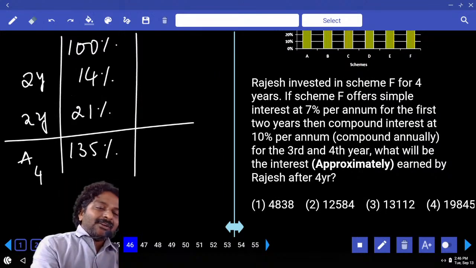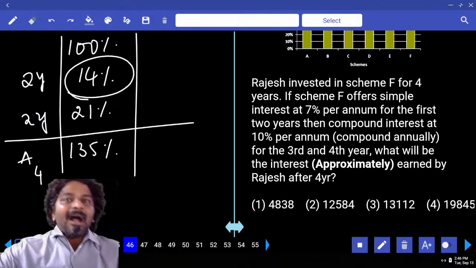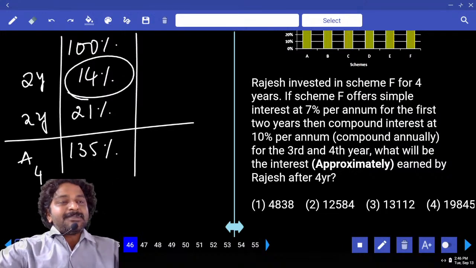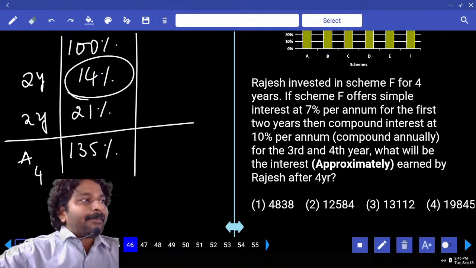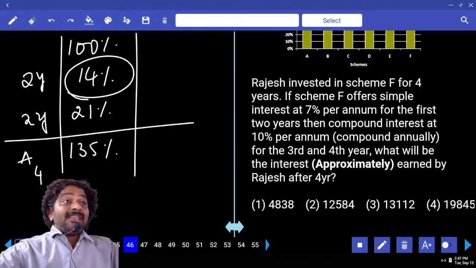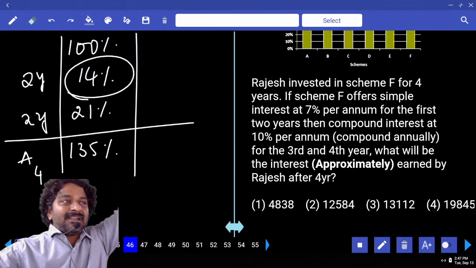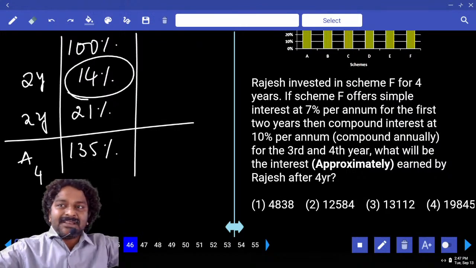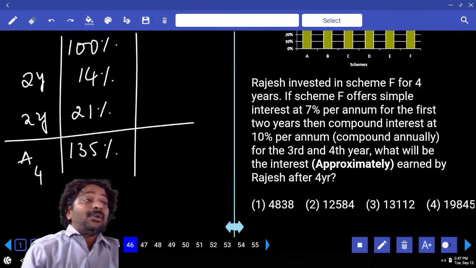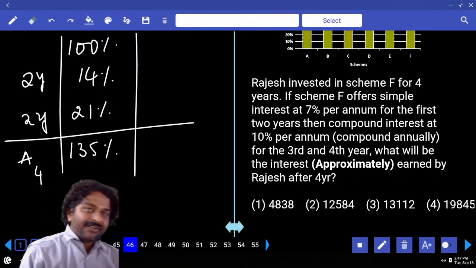After 2 years, how much simple interest came? You say that interest has been paid. So now what is your principal? 100%. So for the next 2 years, interest should be calculated only on 100%. That's how we get 21%. Understood? Then in such a case, your amount after 4 years becomes 135%.